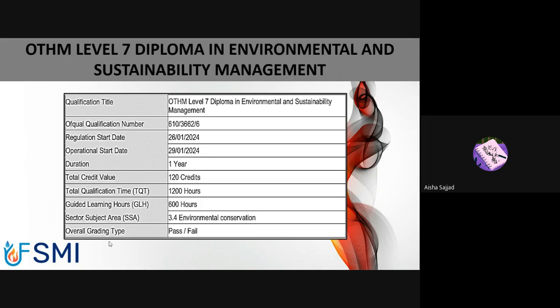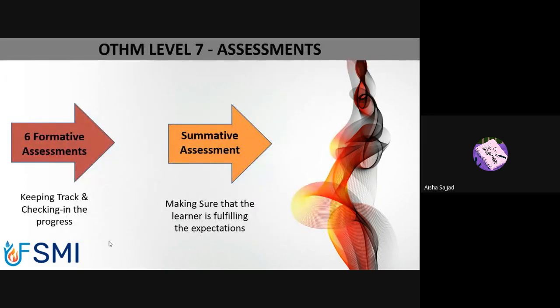And the grading type is that the learner will be either marked as passed or failed after all the requirements have been completed. So in this diploma, OTHM Level 7 Diploma on Environmental and Sustainability Management, you have two different kinds of assessments or exam criteria that you will have to pass: formative assessments and summative assessments.